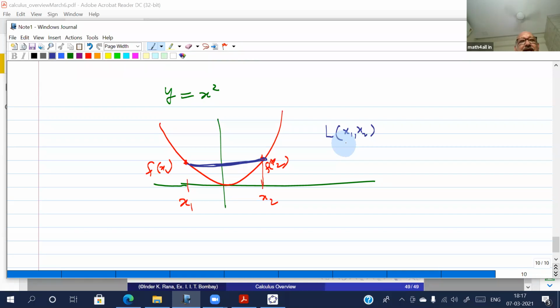Okay, so let me take another 2 points. Instead of this, let me take x1 here and x2 here. This is the value, this is the value. What will be the line segment? This is the line segment. Now, can you compare these line segments and the graph and make some conclusion?